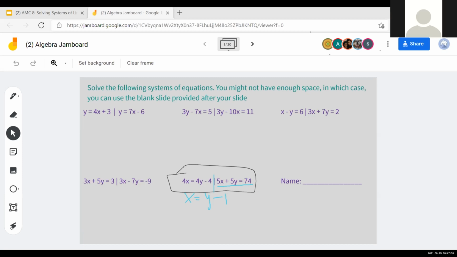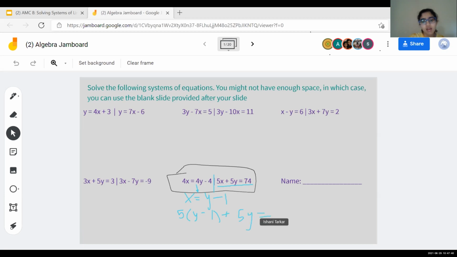Okay, so I shall explain this problem now. So as we did earlier, we divide both sides by 4 and we get x equals y minus 1. So now we plug in y minus 1 into this equation for x. So we get 5 multiplied by y minus 1 plus 5y is equal to 74.